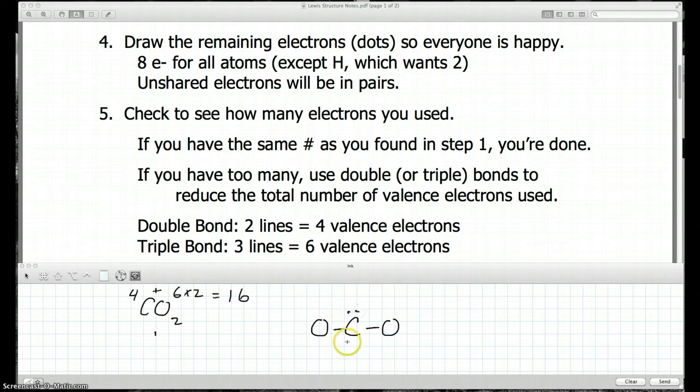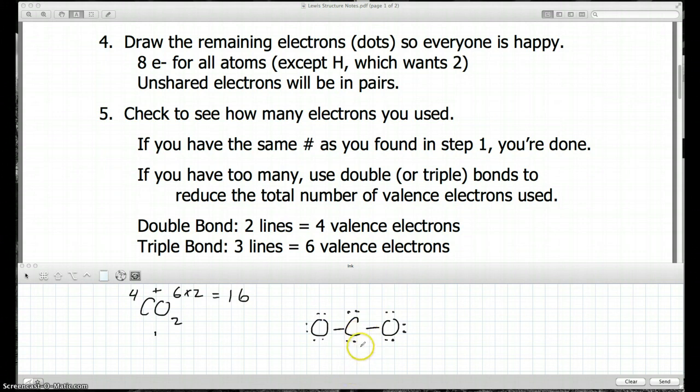So we need to make carbon happy. So now carbon is happy. 2, 4, 6, 8. It's happy. These oxygens are not happy. Oxygen has 2 here, so I'm going to add a couple more. Actually, more than a couple, 6 more. So now this oxygen has 2, 4, 6, 8. This oxygen also is not happy, but now it is, because I added the dots. So remember, step 4, you add dots to make everybody happy.